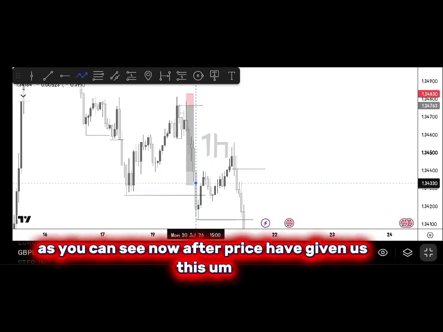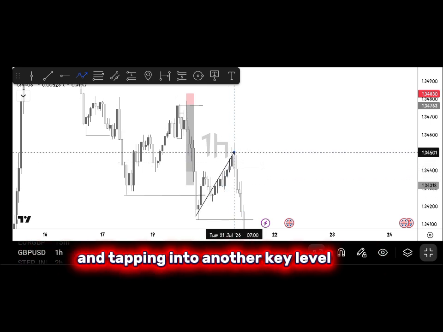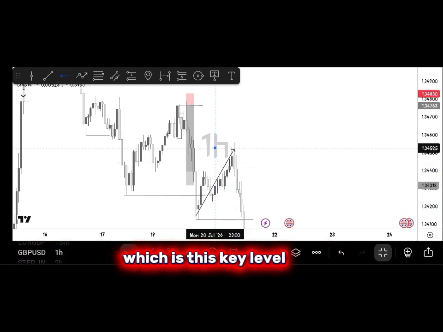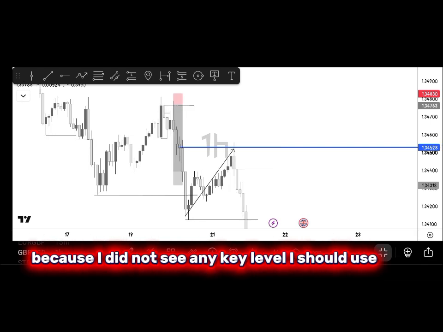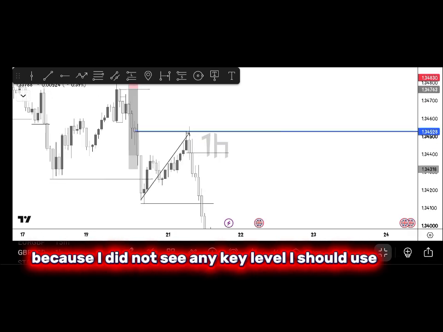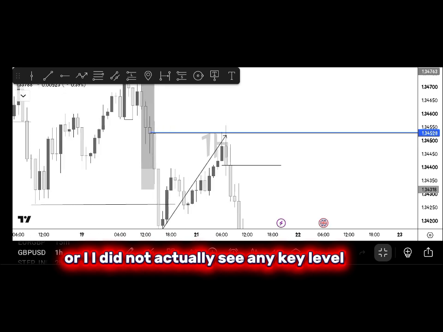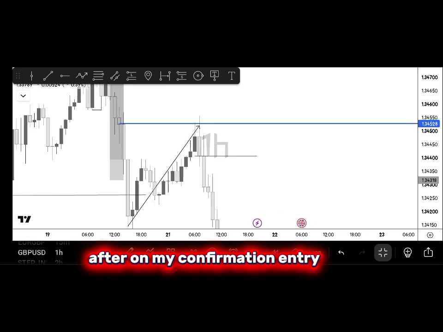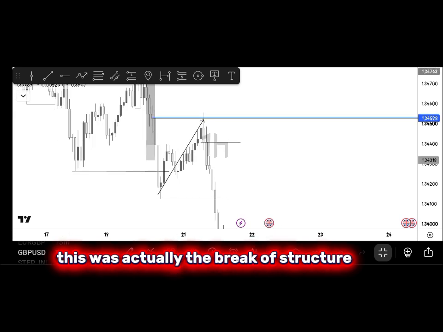As you can see, after price gave us this break of structure, it pulled back up once again and tapped into another key level, which is this key level. But I actually missed this entry right here because I did not see any key level I should use after my confirmation entry. I did not see it, so I missed the move. This was actually the break of structure.